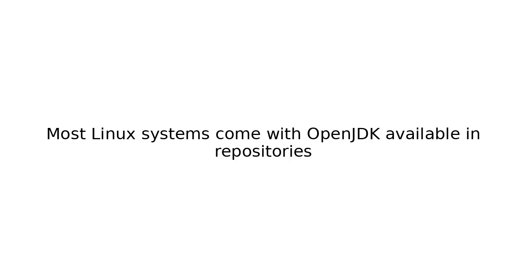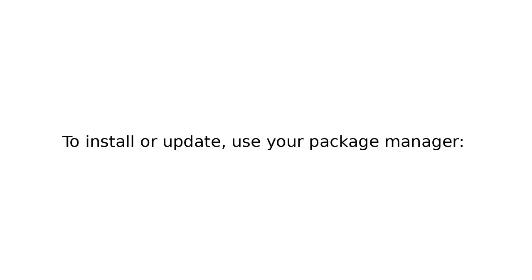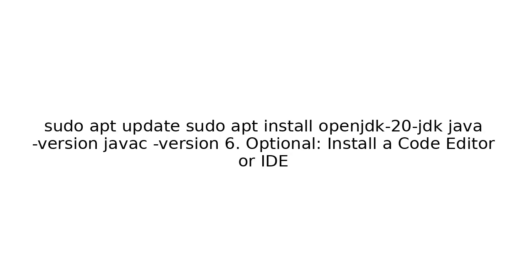5. Install Java on Linux. Most Linux systems come with OpenJDK available in repositories. To install or update, use your package manager. sudo apt update. sudo apt install openjdk-20-jdk. Then verify: java -version, javac -version.